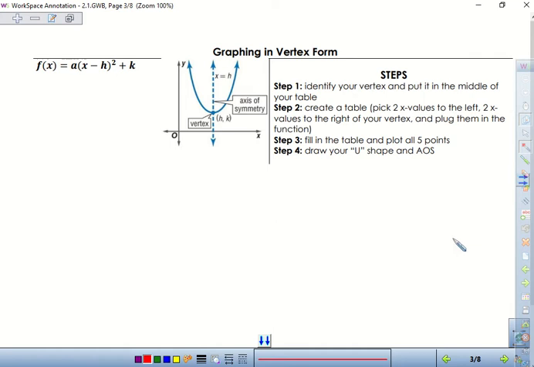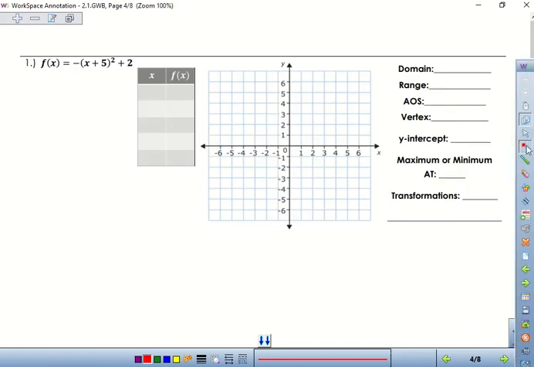So you're going to find the vertex, plot the vertex, and you're going to make your table, okay? With that table, you're going to backtrack and forward track values, so I'll explain what I mean by that. And then you plot 5 points, and that's basically the main idea of it. It's pretty easy. So, step 1, we're going to identify the vertex looking at this equation.